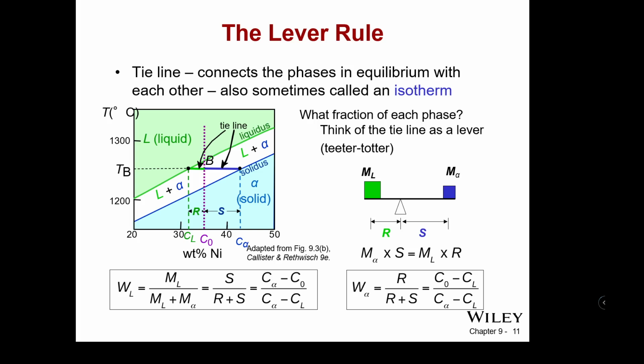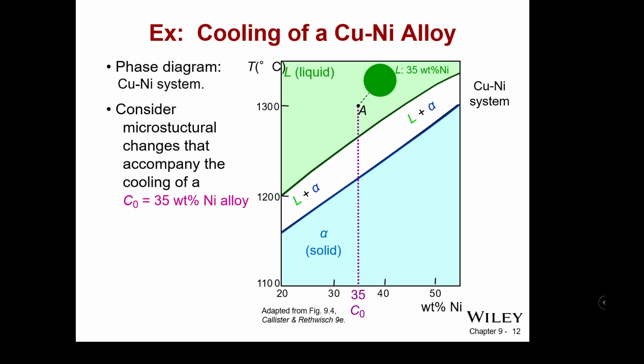So the tie line is the thing that connects these together, and the lever rule is what creates our shorthand equation. That S over R plus S becomes critical to remember in the actual examples that we're going to look into.